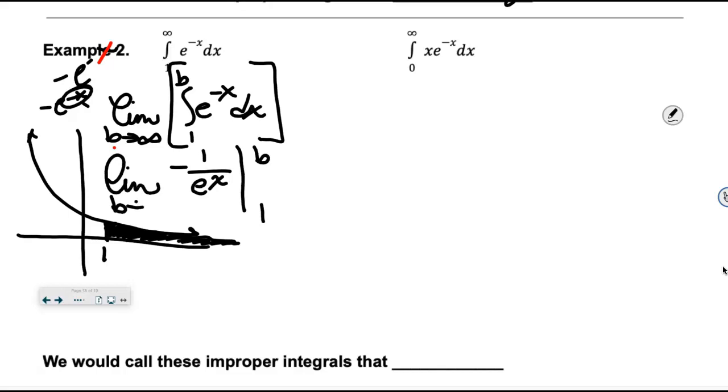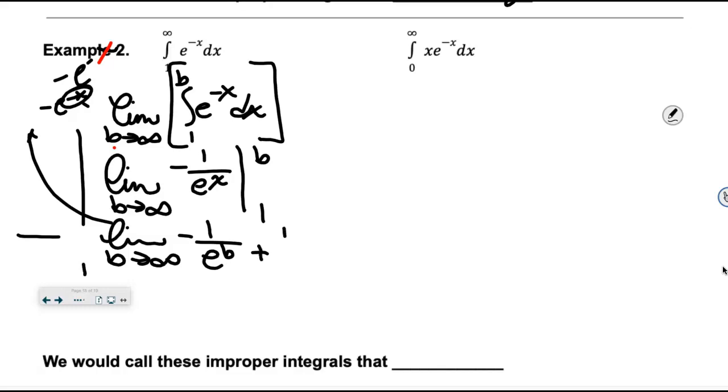So that's kind of your workflow. Who goes in first? B. Okay? So I'm going to erase part of my graph here. I've got my limit. I've got b heading on out forever. Negative 1 over e to the b. And then I have a minus. Now be careful. Minus of what? Negative 1 over e. So what am I going to put? Plus 1 over e. So I'm going to be really careful.